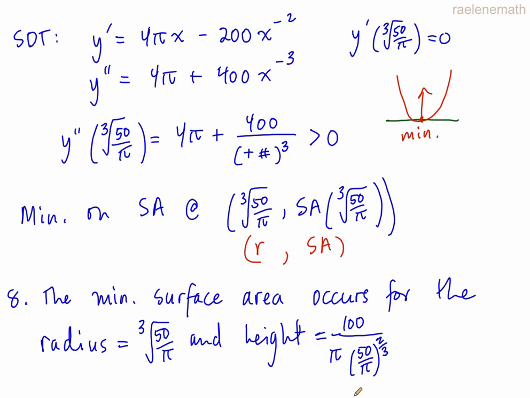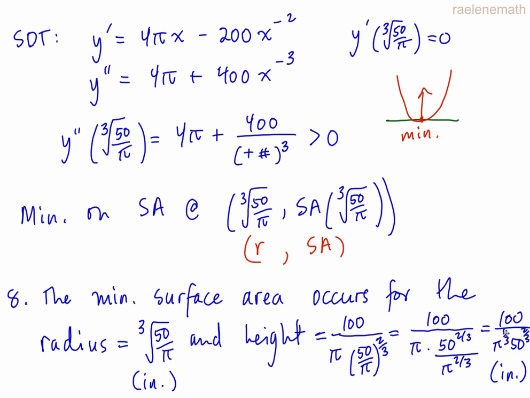So here I can actually simplify this a little bit. I'm going to get 100 over pi times 50 to the 2/3 over pi to the 2/3, and that gives me 100 over pi to the 1/3, 50 to the 2/3. And these are both measured in inches.